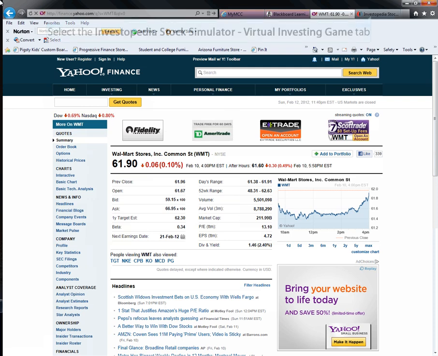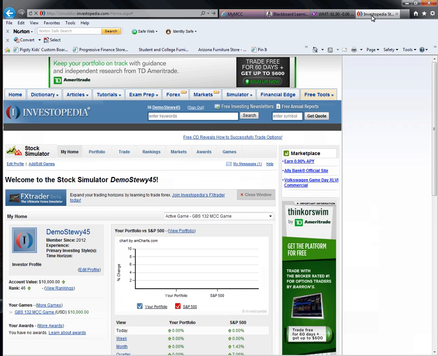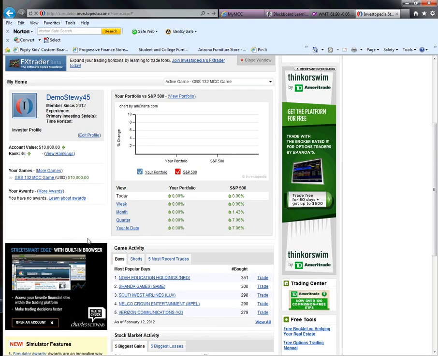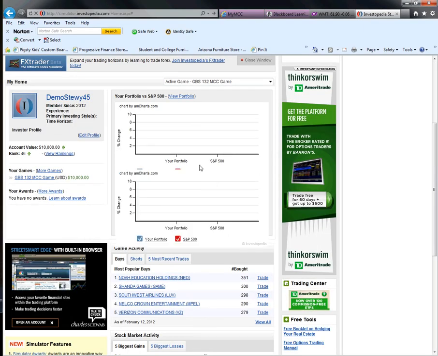So let's say we want to buy a share of Walmart, WMT. This is the common stock, not preferred stock. You can see that right there, common stock. That means just about anybody can buy it, and it's cheaper than the preferred stock, and it has some different benefits and drawbacks to it. But we're going to be doing common stock.